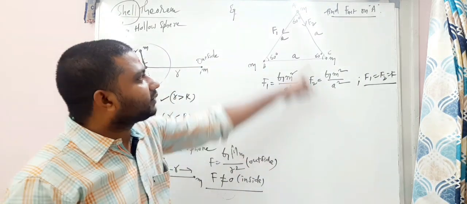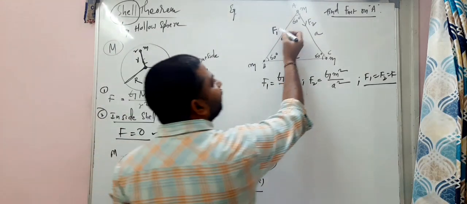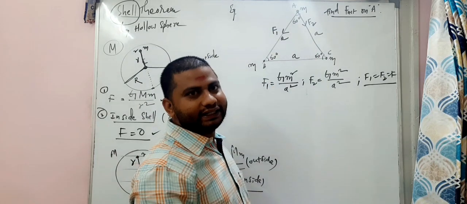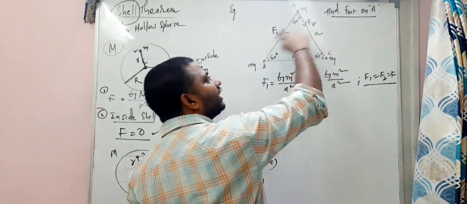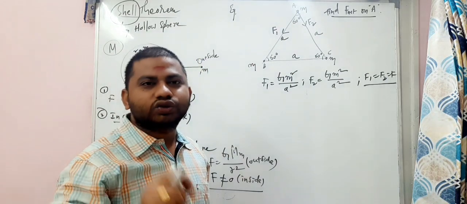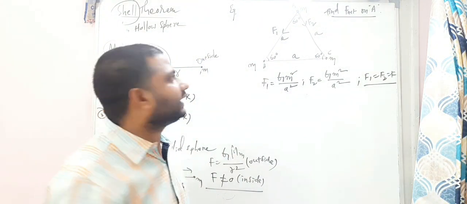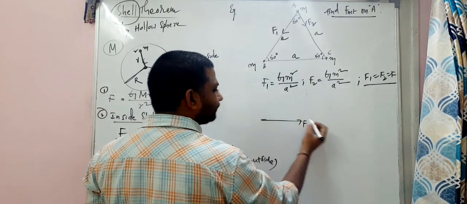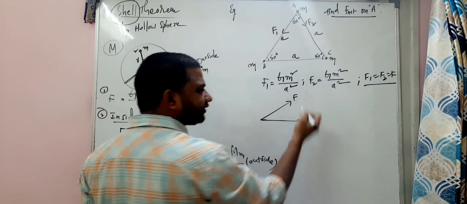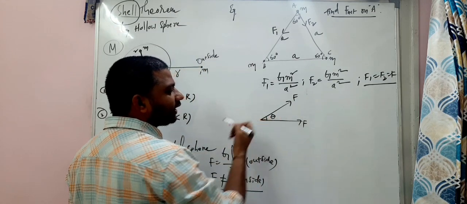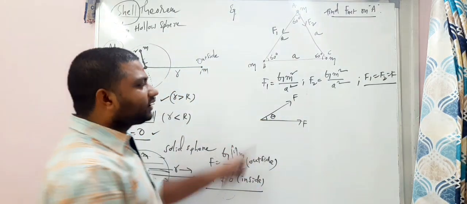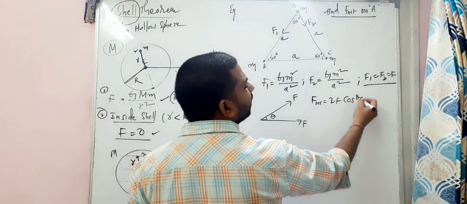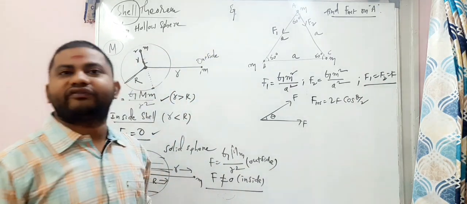Coming back to this situation. F1 and F2 magnitudes are the same and those two vectors are at an angle of 60 degrees. I'll tell you one important case here. So this is F. This is also F. Both are the same magnitude, right? When they are inclined at an angle theta, if you want to find the resultant force, the formula is 2F cos theta by 2. In vectors, you might have learned this formula.